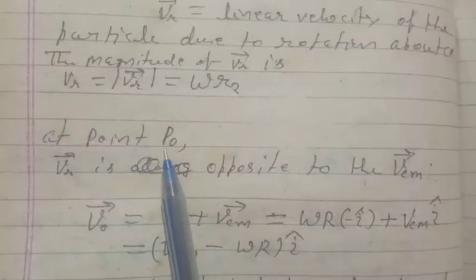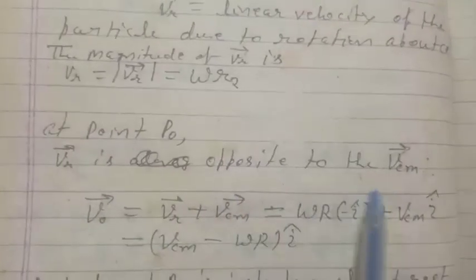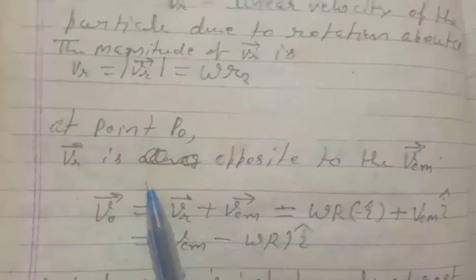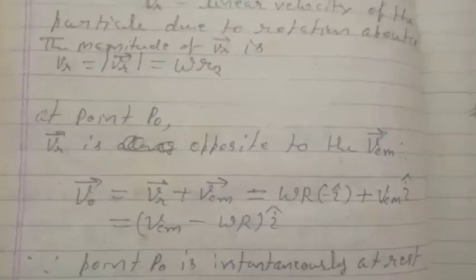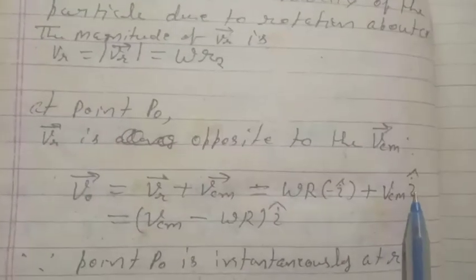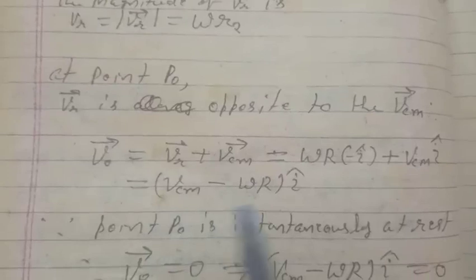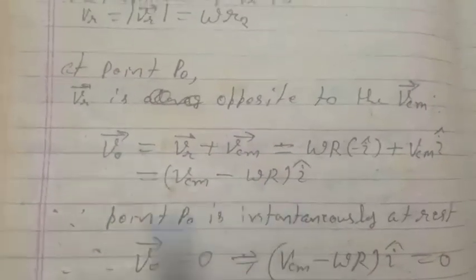Now at point P0, that is at the contact surface, VR vector is opposite to the VCM, and so V0 will be equal to VR plus VCM, equals omega R into minus i cap, because VR is in this direction and VCM is in this direction. So VCM will be unit vector i cap, and VR has unit vector minus i cap. Now V0 vector will be VCM minus omega R into i cap.